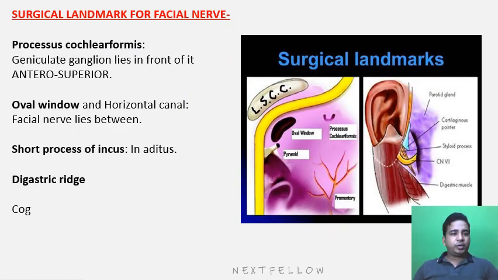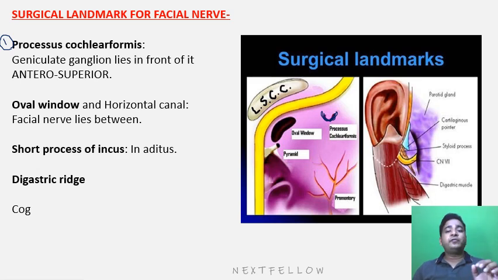Now, again an important point: surgical landmarks for the facial nerve. Look at this diagram in the middle here. It is surgically important, and very important from the examination point of view. So there are multiple surgical landmarks. The first one is the processus cochleiformis. What is processus cochleiformis? It is a bony projection. You can see here, this is my processus cochleiformis.